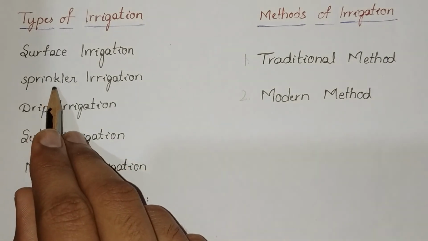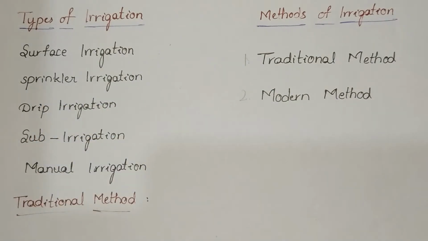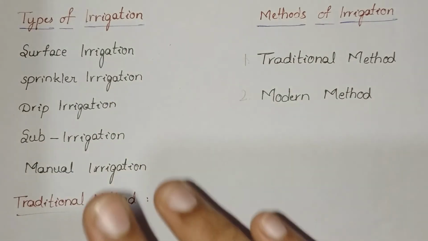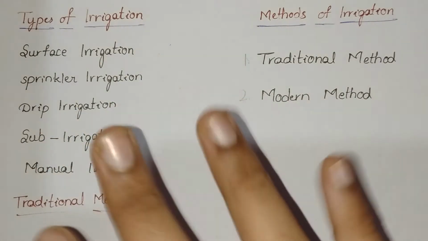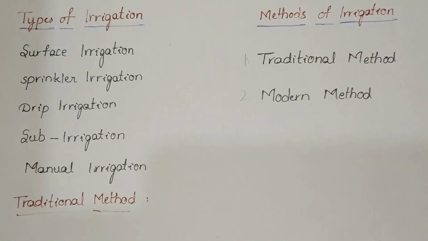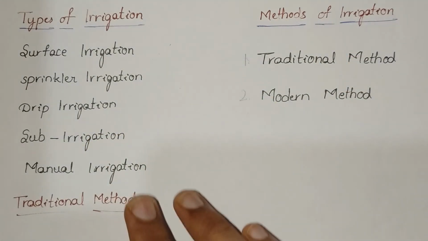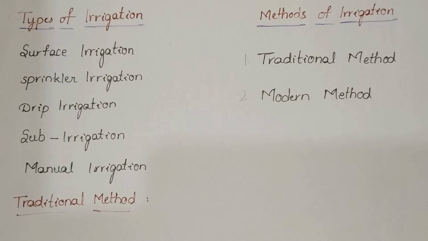Next, sprinkler irrigation. What is sprinkler irrigation? Water is distributed from a central location by overhead high pressure sprinklers or from sprinklers on a moving platform. It is known as sprinkler irrigation.